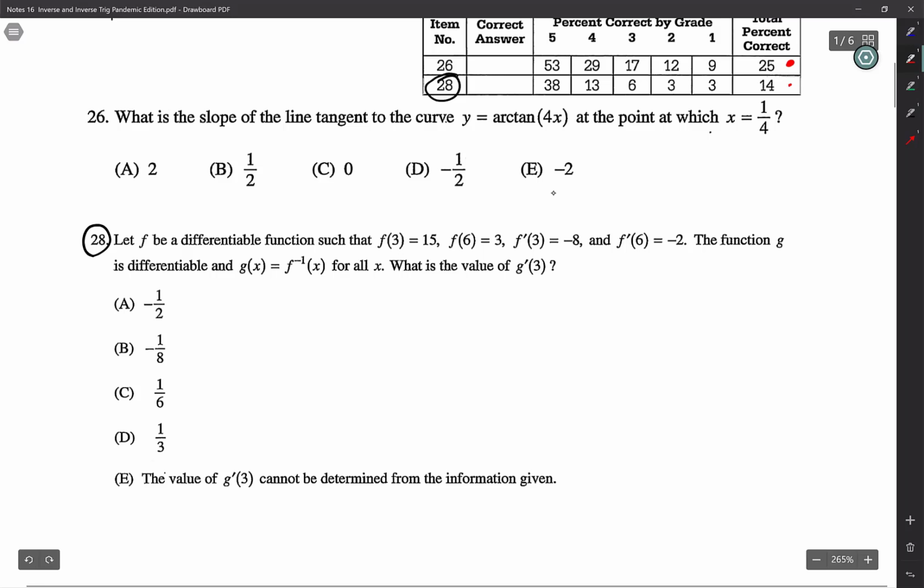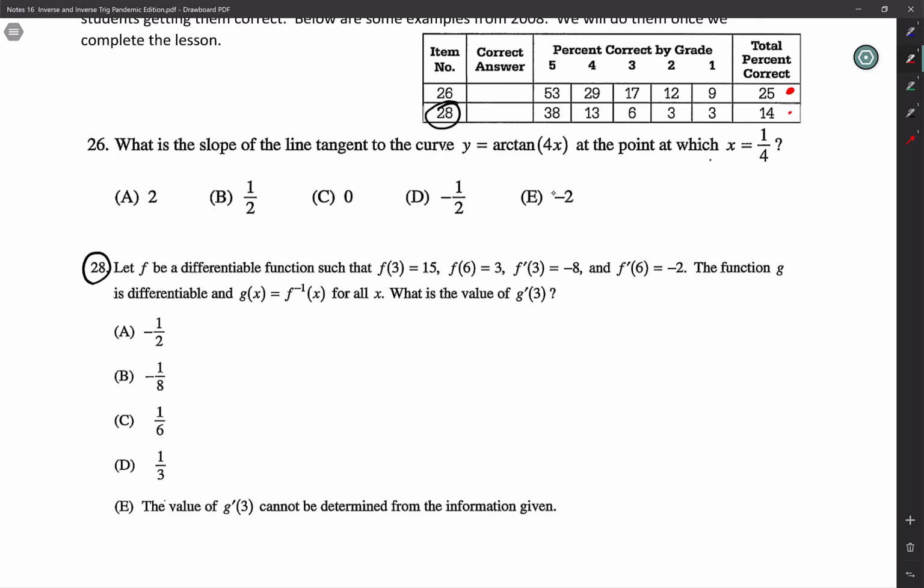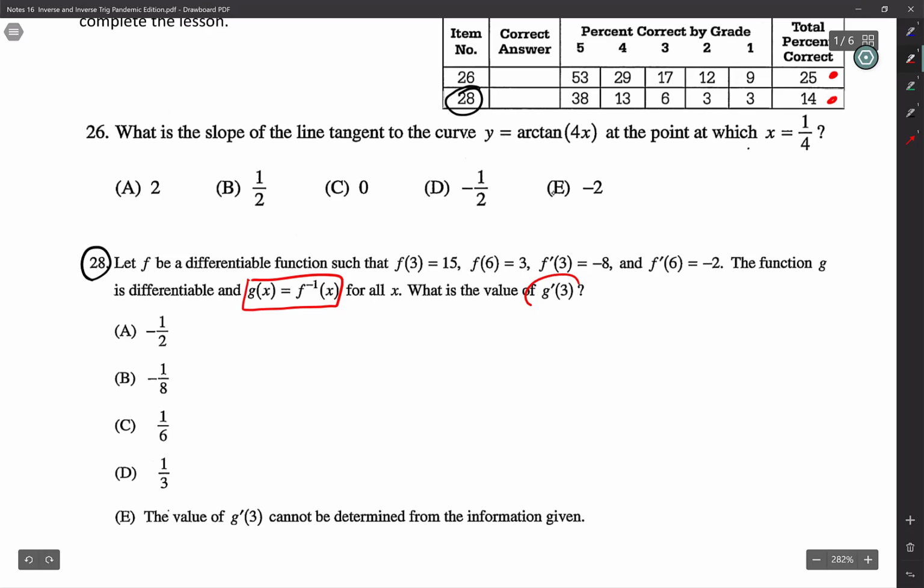This is the hardest question on the differential AP calculus exam. Only 14% got it right. All right, here we go, guys. Here's the key. G and F are inverses. They want the derivative at 3. So notice that's an X value on your G graph, the inverse graph. So that means I'm going to be paying attention to this one right here.